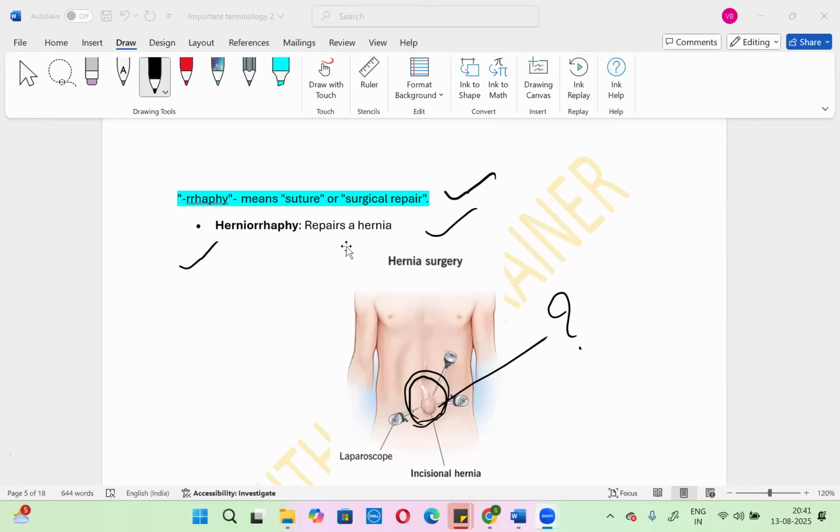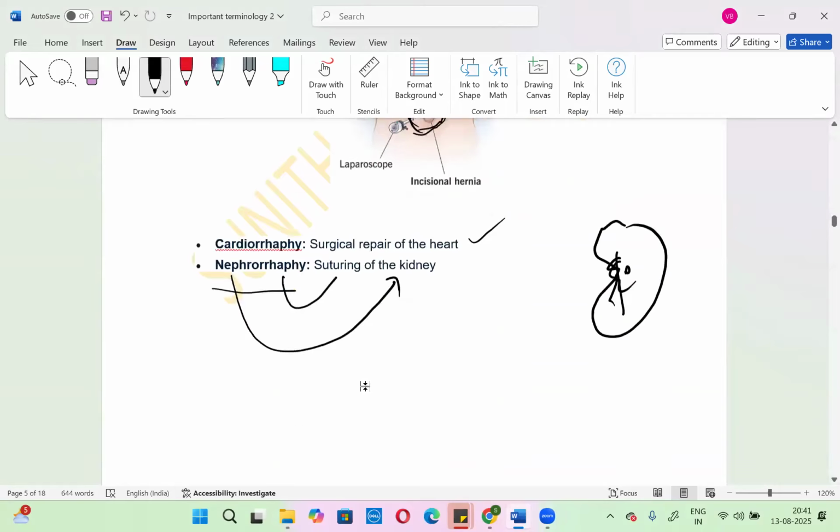Okay, so now where we are in the rrhaphy. Rrhaphy means suturing or surgical repair, and one example is hernior rhaphy. So this is done. Shall I scroll it down for the other thing? Yes, ma'am, completed. Okay.